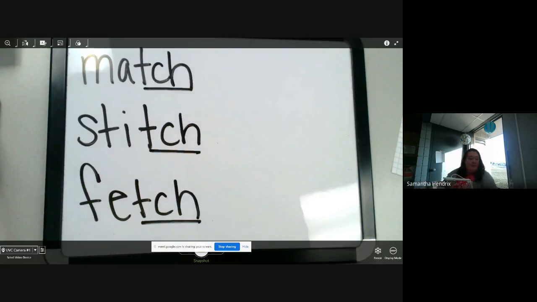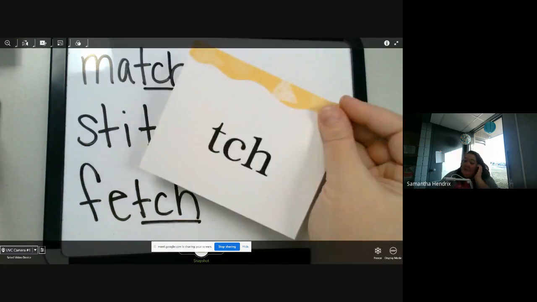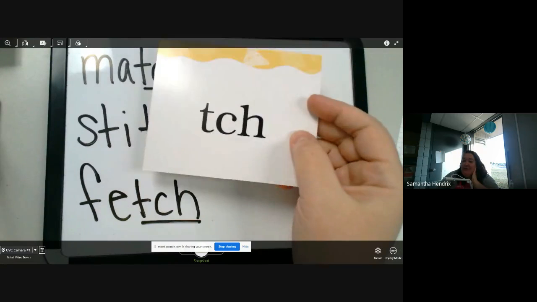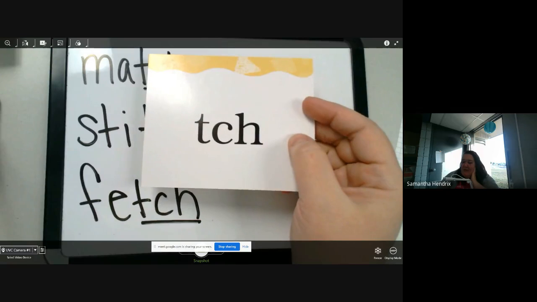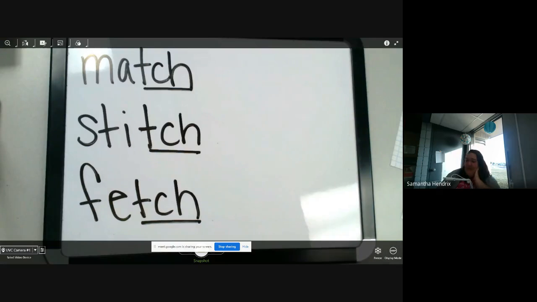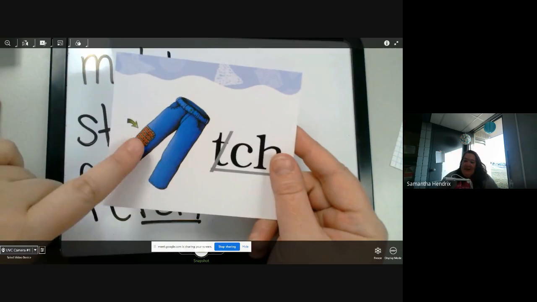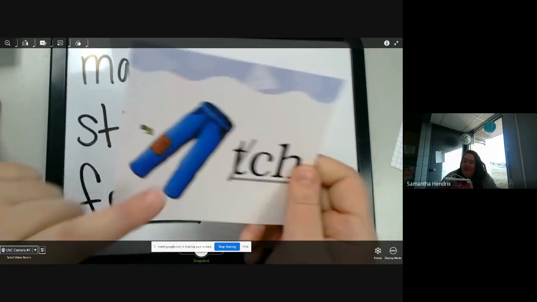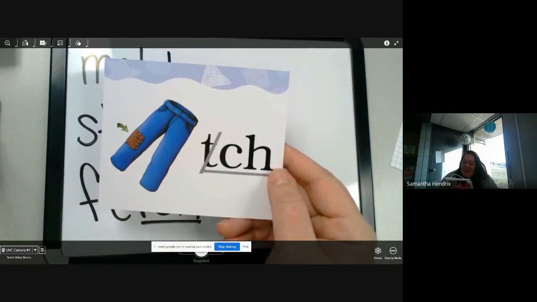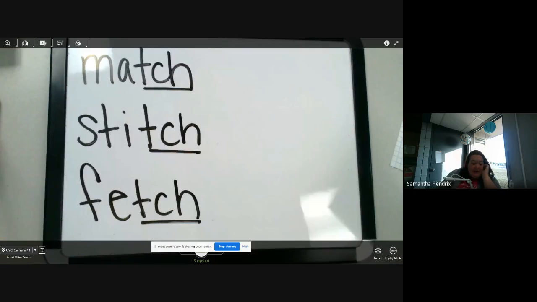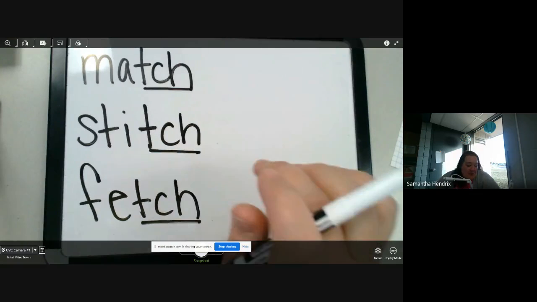Look at our new cards. This is our letter card. So when we see this, we just say trigraph TCH, right? Yesterday's was trigraph IGH. Today is trigraph TCH. Here's our picture card. Patch. Yeah, the knee has a patch on it. So when we see this card, we say patch. Okay? So let's go back and finish coding these words.